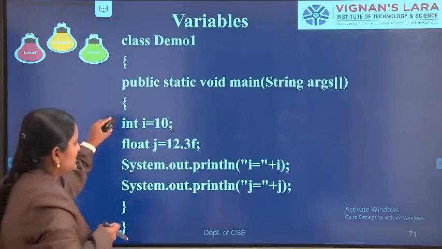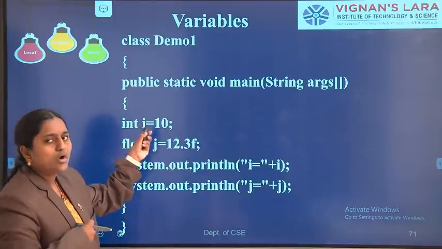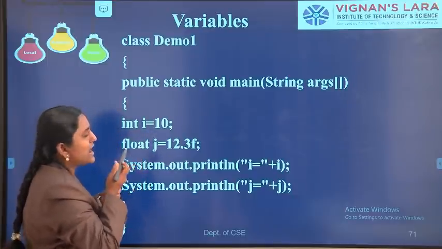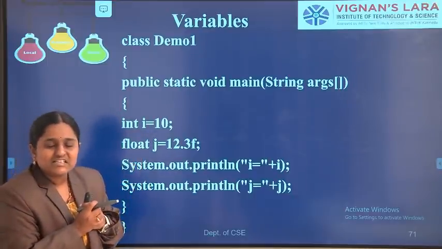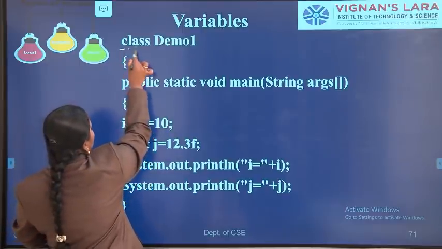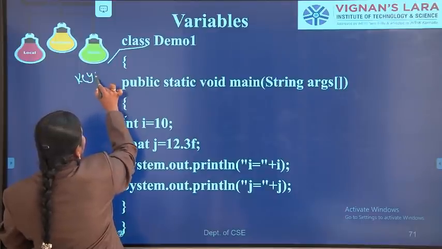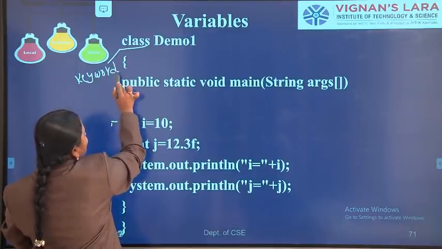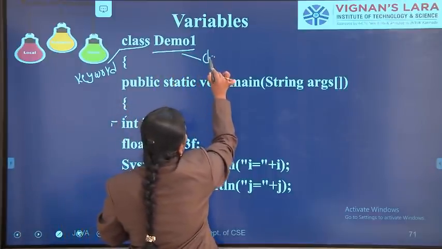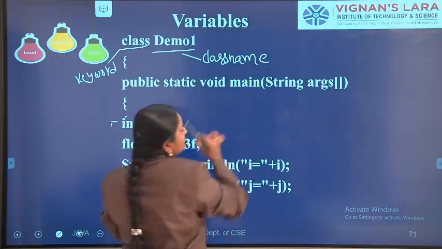Okay, so all of you observe this program. This is related to the local variable example program. In Java, class definition starts with the class keyword. Here class is the keyword, followed by the class name. Here demo is the class name.